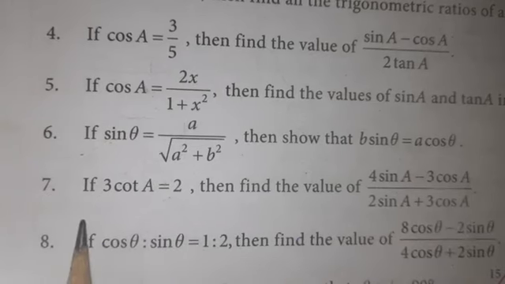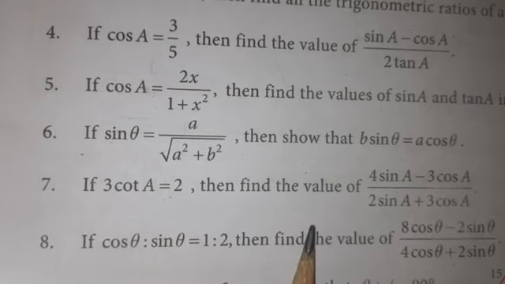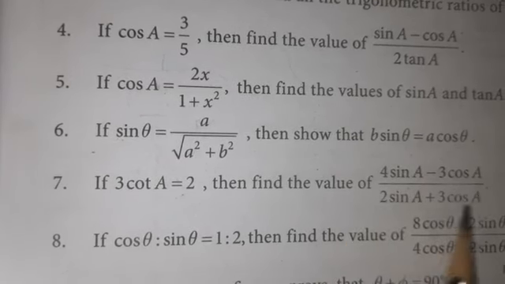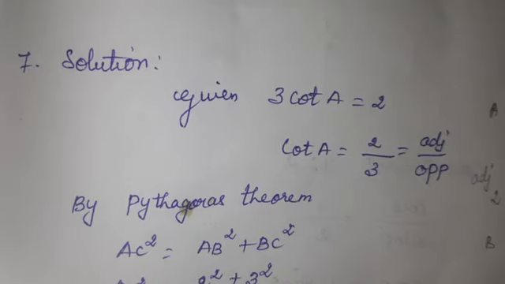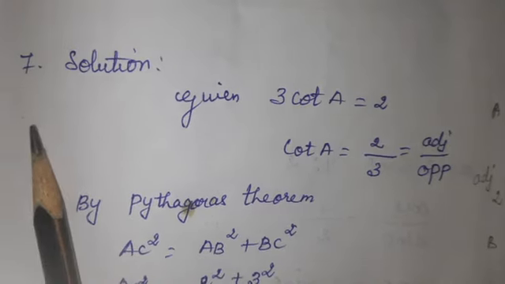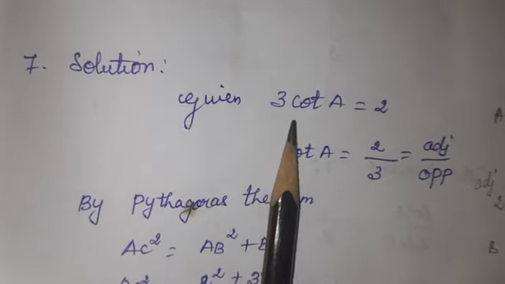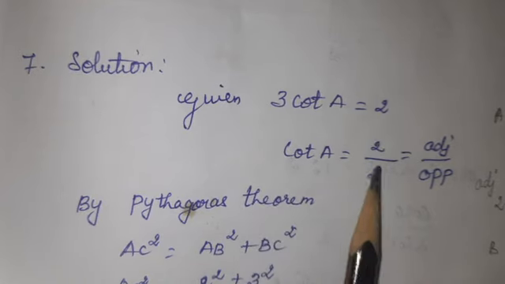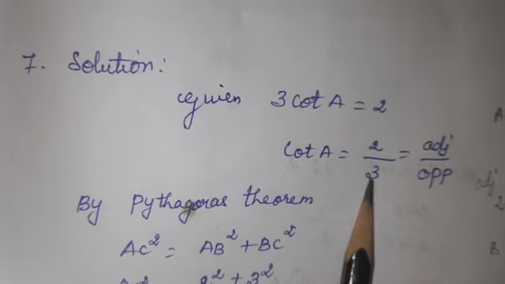Seventh question: if 3 cot A is equal to 2, then find the value of 4 sin A minus 3 cos A divided by 2 sin A plus 3 cos A. Seventh question solution. The given, I have written here, 3 cot A is equal to 2. Cot A is equal to, this 3 will come as a denominator, it is 2 divided by 3.